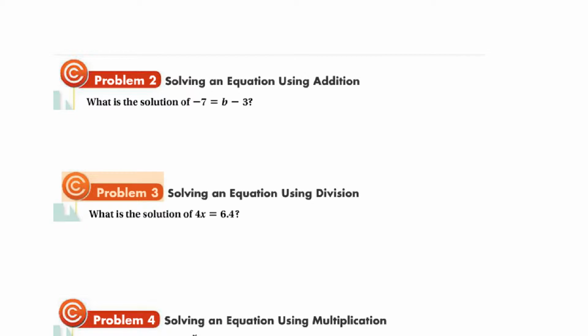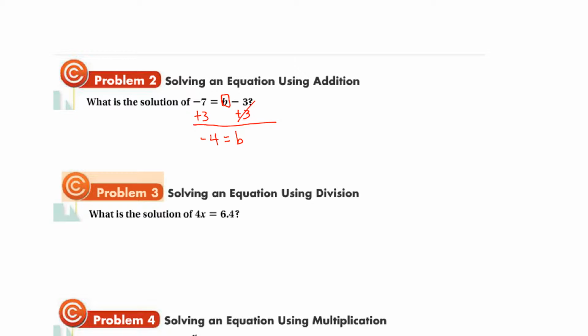Our next problem is solving an equation using addition, because addition is the inverse operation of subtraction. So I'll look on the same side of my equation that has the variable in it, in this case b, and I do the opposite of minusing 3, which would be plus 3. And if I do it to one side, I also do it to the other. Then I would add negative 7 plus 3, which would be negative 4. Negative 3 plus 3 zeroes out, so I get b equals negative 4. And again, I would check it.